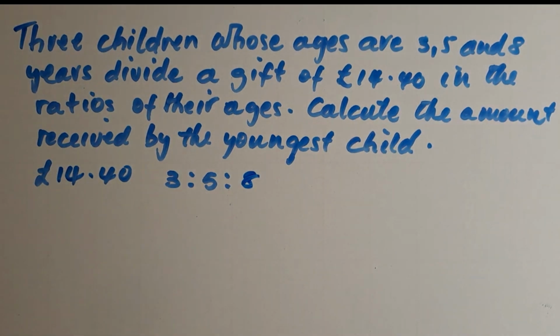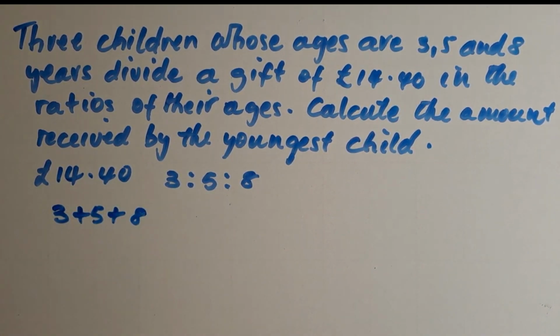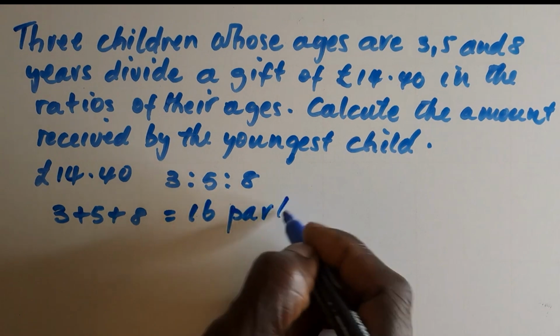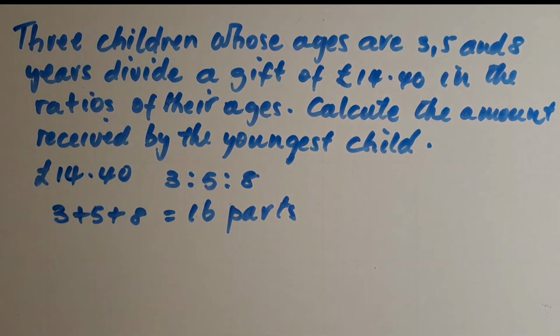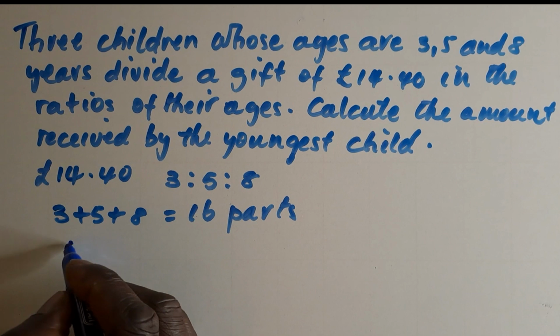Now let's find the number of parts that we have to divide £14.40 into. And that's the total here, 3 add 5 add 8, which gives us 16 parts. So we need to divide £14.40 into 16 parts. To make it a lot easier to manipulate, we'll just call it 1,440 pence. And you can always convert that by dividing by 100 when you get the result to get the number of pounds.